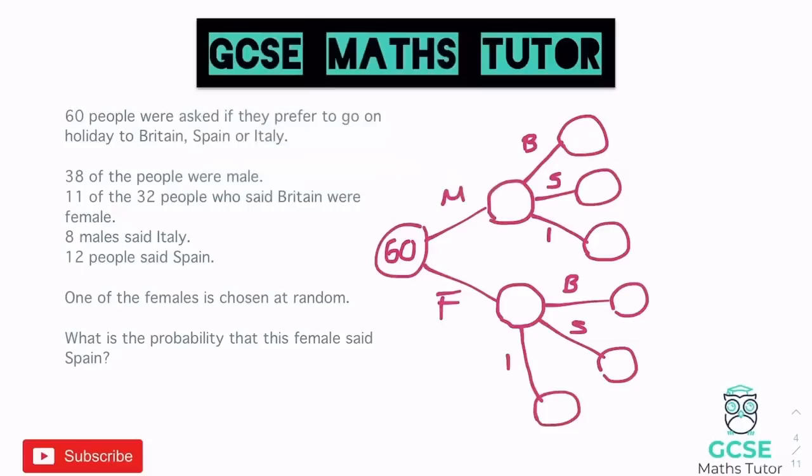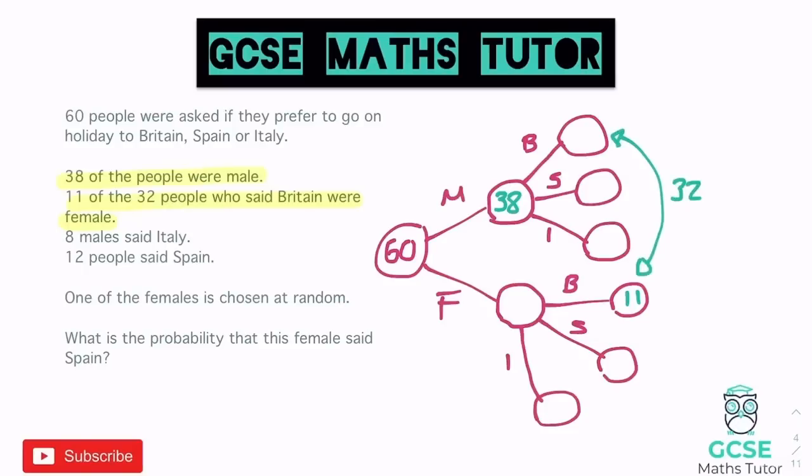Let's have a look. So we've got 38 of the people were male. So straight away we've got 38 that are male that can go in there. It said 11 of the 32 people who said Britain were female. So we don't have a total column this time, but we've got 11 were female. So down the female that said Britain, we've got 11 there, and it's told us it's out of 32, so it's told us that these 2 here have to add up to 32. Okay, I'll just leave that there for the moment, we'll deal with that in a sec.